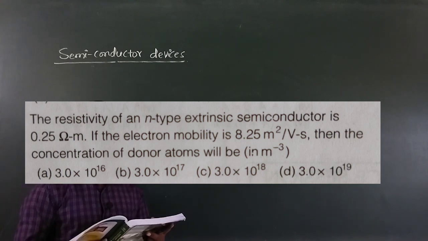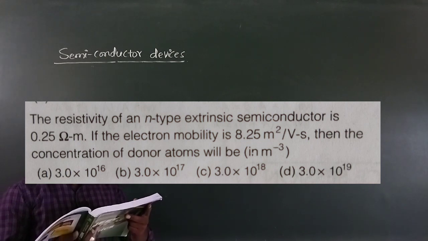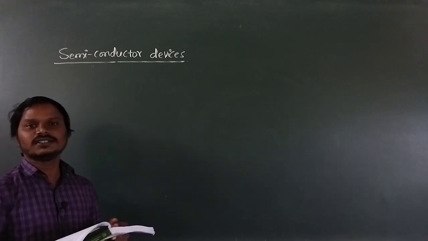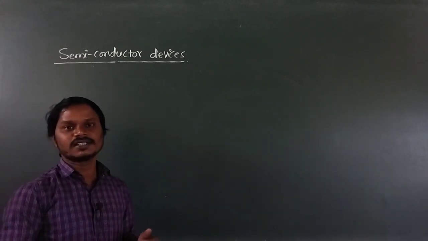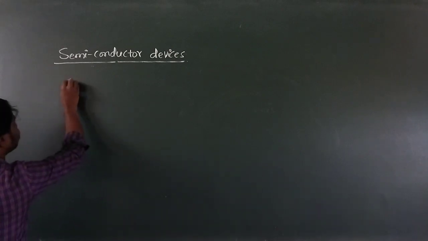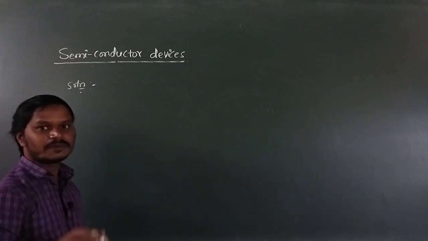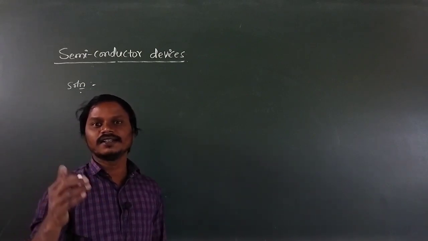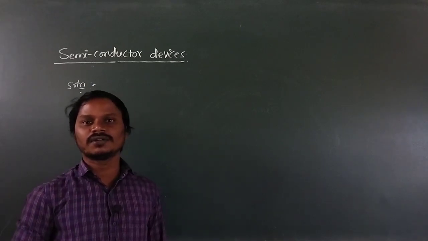in per meter cube. Means what do we have to find? We have to find the concentration of donor atoms in per meter cube. See here, what is given? The resistivity of the N-type semiconductor is given and the electron mobility is given. So, solution: this is which type of semiconductor? N-type semiconductor. N-type semiconductor is obtained by adding pentavalent impurities. Pentavalent impurities are also called donor atoms.